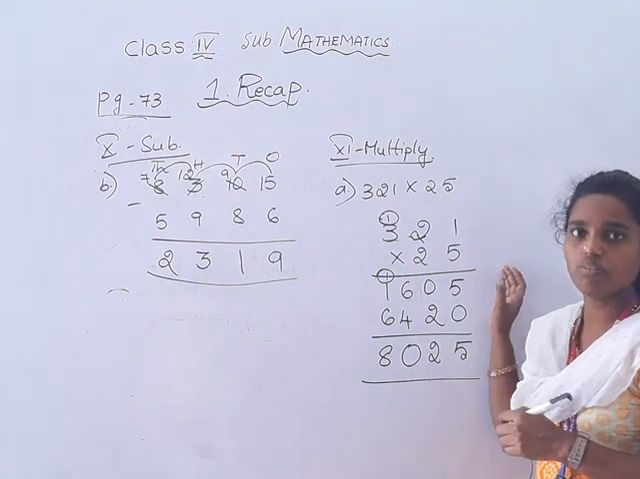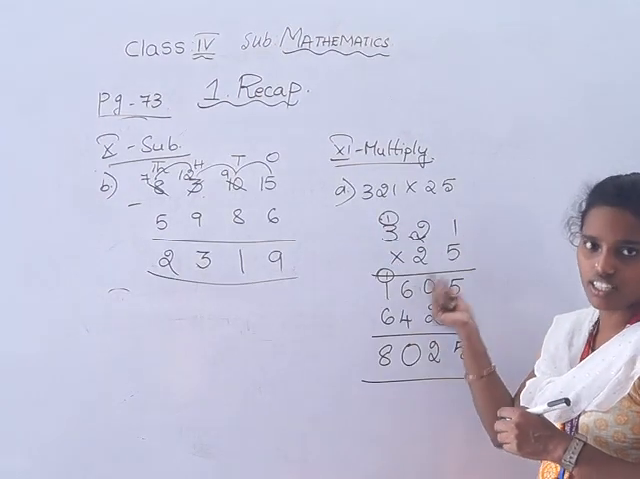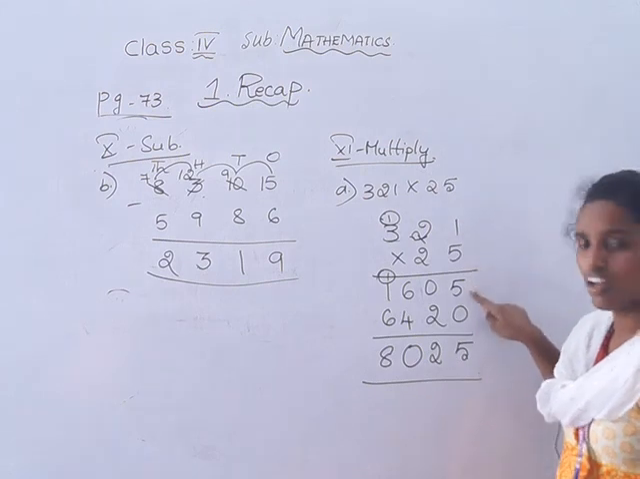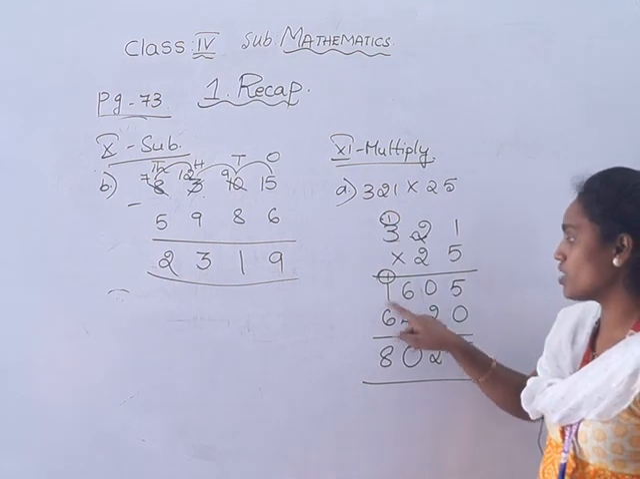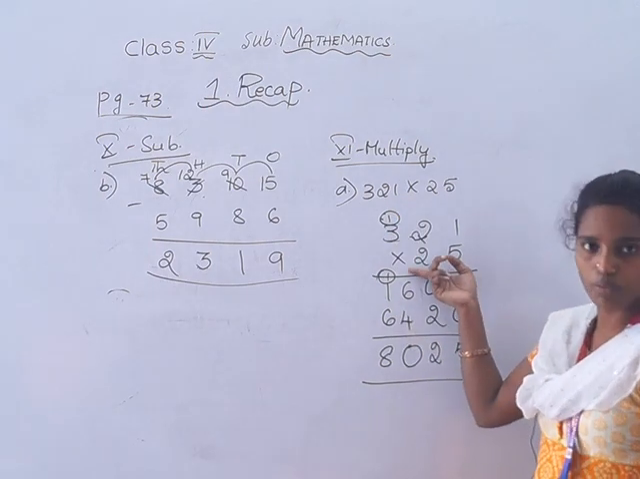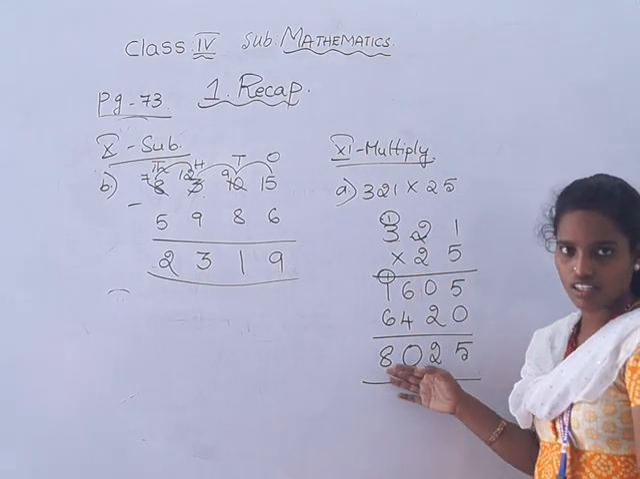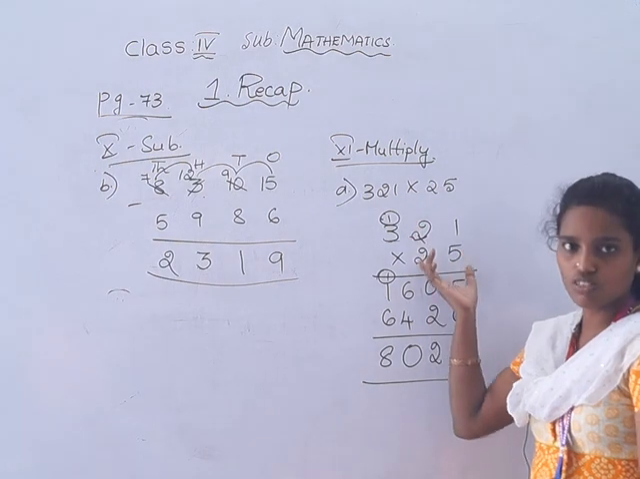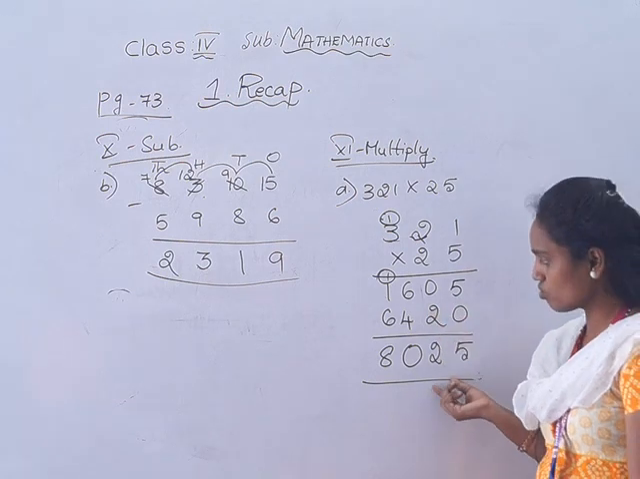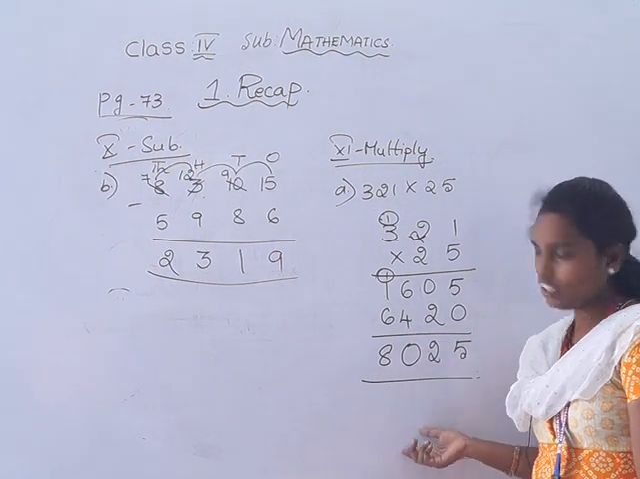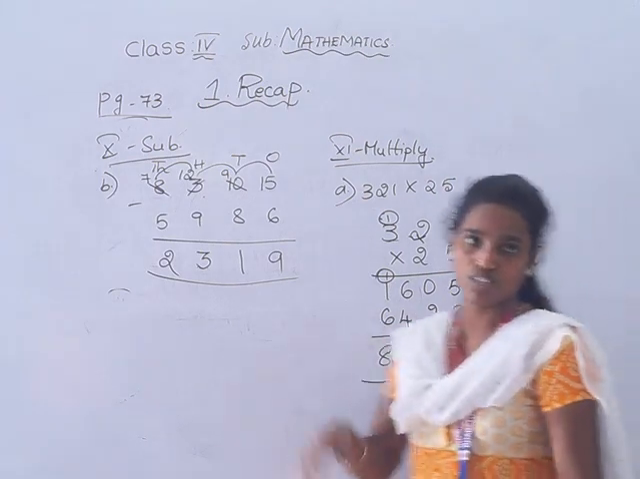Can I repeat one more time? First what you should do? You should multiply the first digit with all the digits and next the other digit with all the digits. 5 ones are 5, 5 twos are 10, 5 threes are 15, 15 plus 1, 16. And next 2 table. 2 ones are 2, 2 twos are 4, 2 threes are 6. After multiplying all the digits, we should add the numbers. So 5 plus 0 is 5, 0 plus 2 is 2, 6 plus 4 is 10, and 1 plus 1 is 2, 6 after 2 is 8. So finally we got the answer 8025.